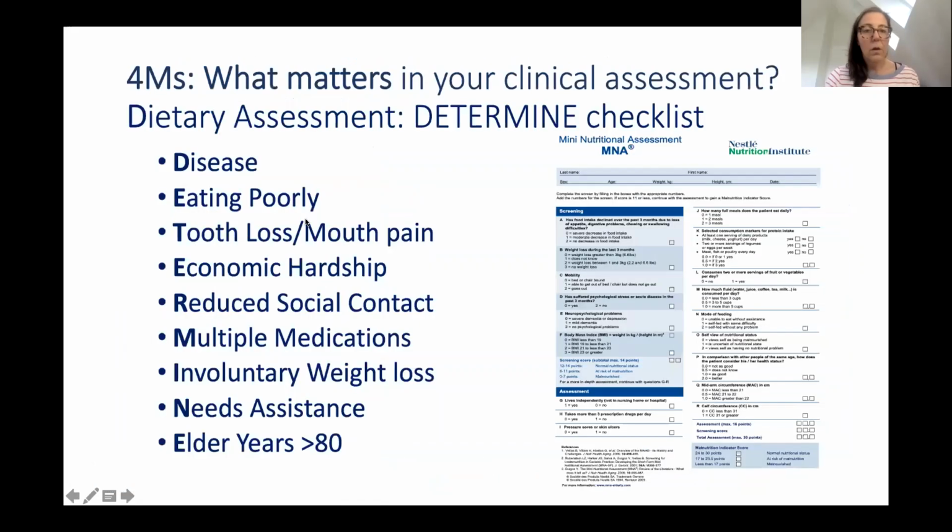Okay, this is a quick checklist that you can think about, get a gestalt for, and use. So disease, eating poorly, tooth loss, mouth pain, economic hardship, reduced social contact, multiple medications, involuntary weight loss, needs assistance, and the elder years and how that changes diet. This is the mini nutritional assessment. You can sort of see it, but it accounts for a few of those things and gives you categories of if they're at risk for malnutrition or if they're malnourished.